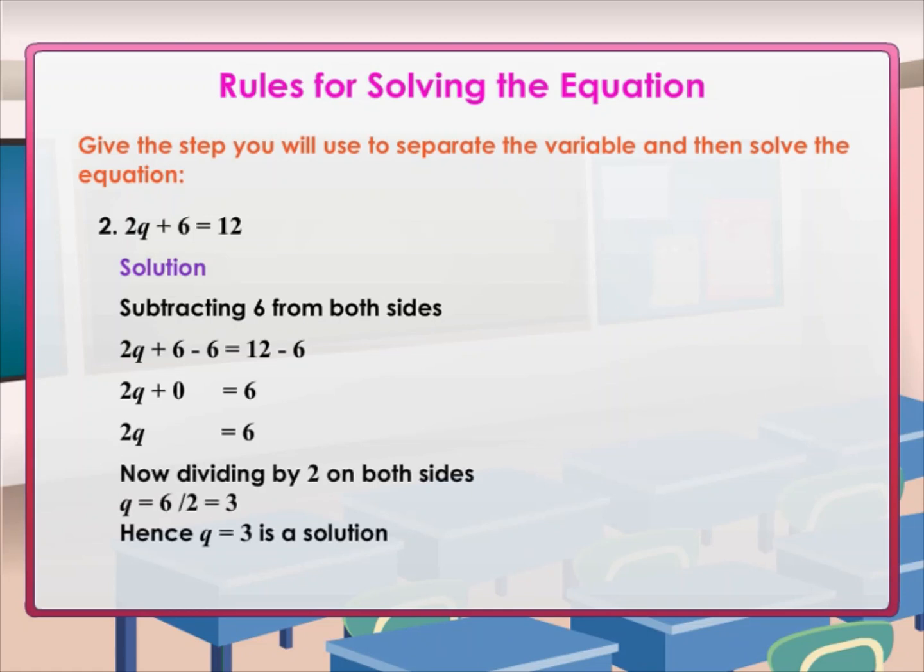Again, for separating the variable q, we must divide both sides by 2. Now, dividing by 2 on both sides, we get q is equal to 3. Hence, q is equal to 3 is the solution.